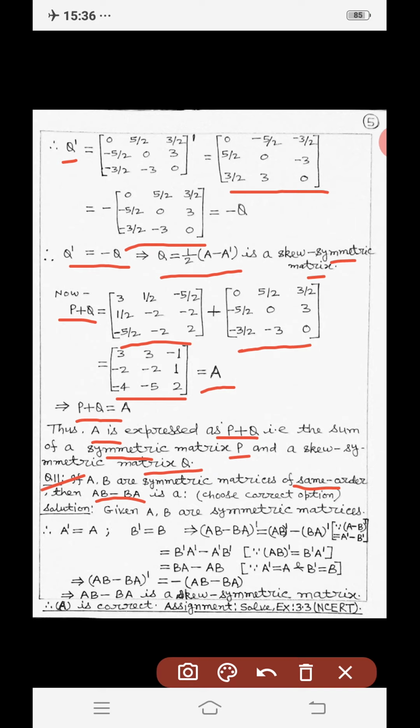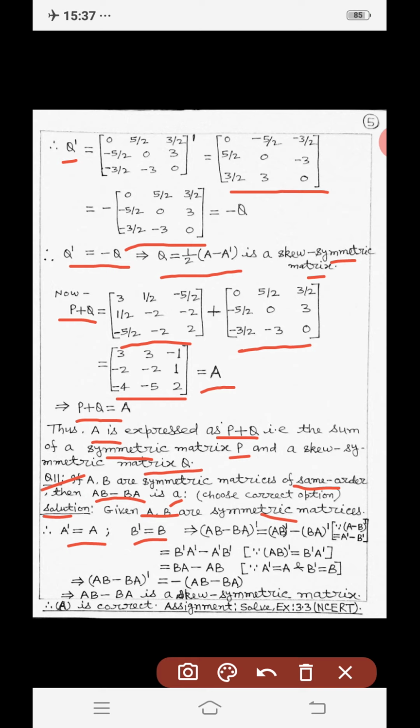One more question: if A, B are symmetric matrices of same order, then AB minus BA is? Here we have been given options, so we choose the correct option. To find the solution, given A, B are symmetric matrices. So according to definition, we have A dash equal to A and B dash or B transpose equal to B.